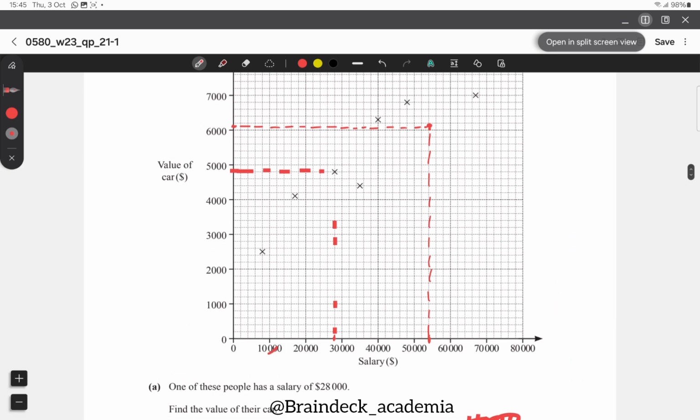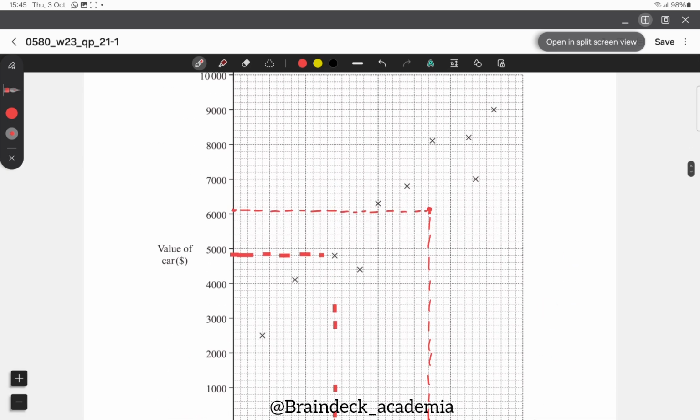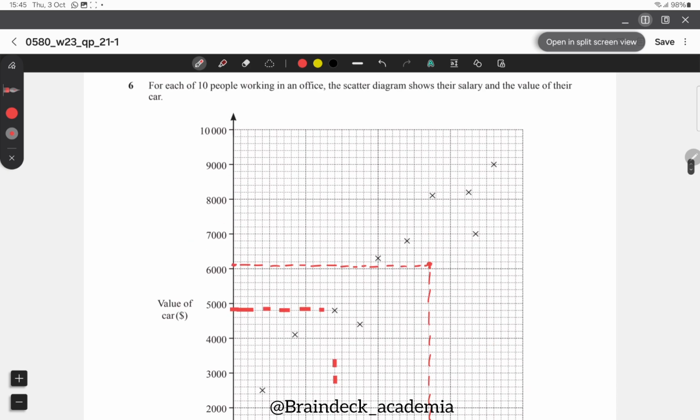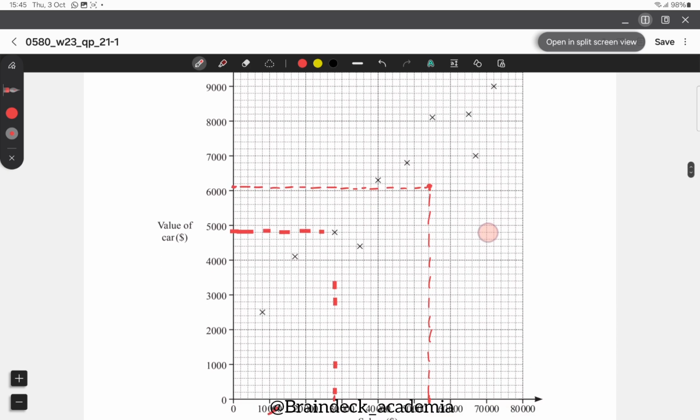For positive correlation, if you use your line to connect some of these points together, you'll find out that as one quantity increases, the other quantity increases. An increase in one quantity leads to an increase in the other quantity. But for negative correlation, as one is increasing, the other is decreasing, or as one is decreasing, the other is increasing. There will be a drop in the graph. So it might look something like this.